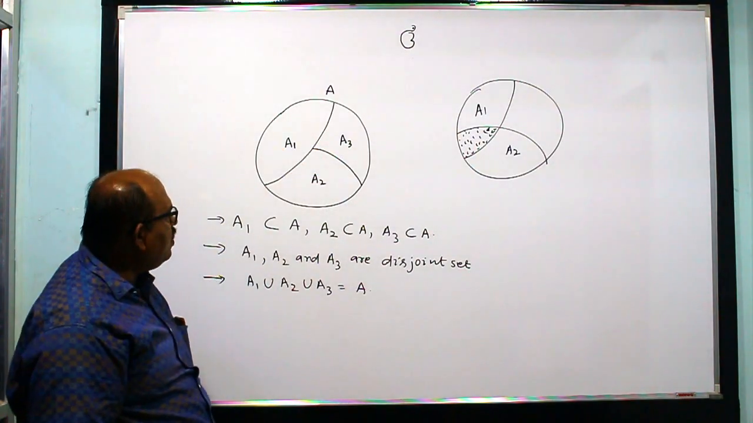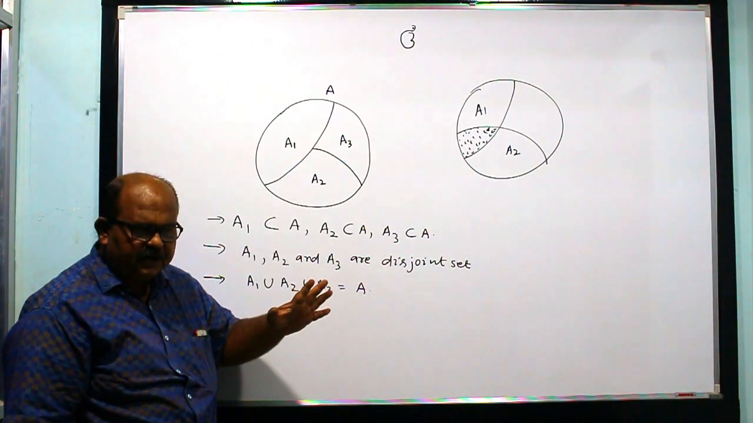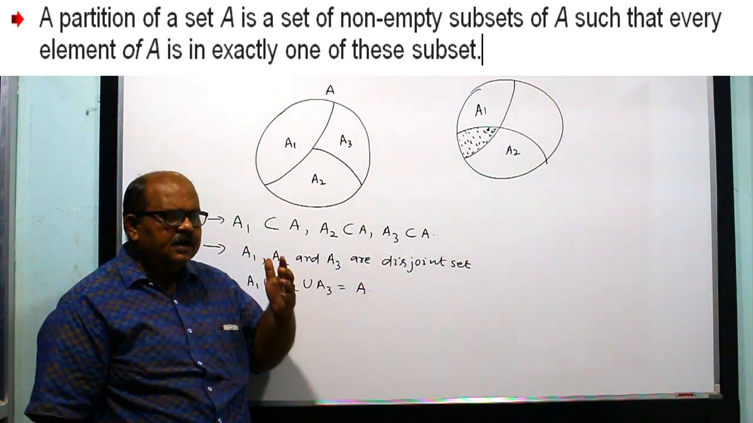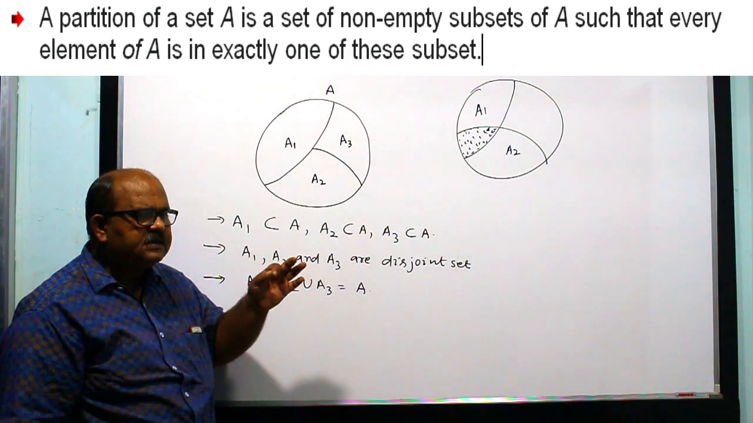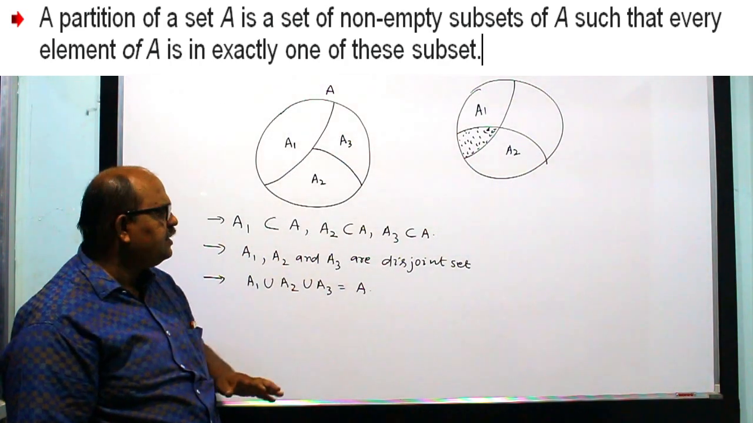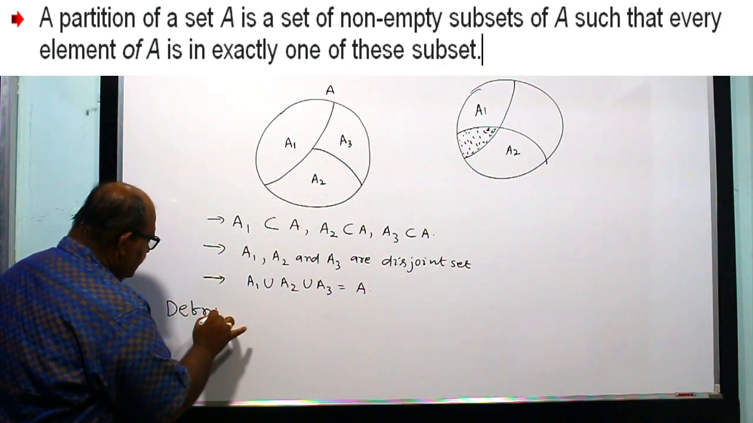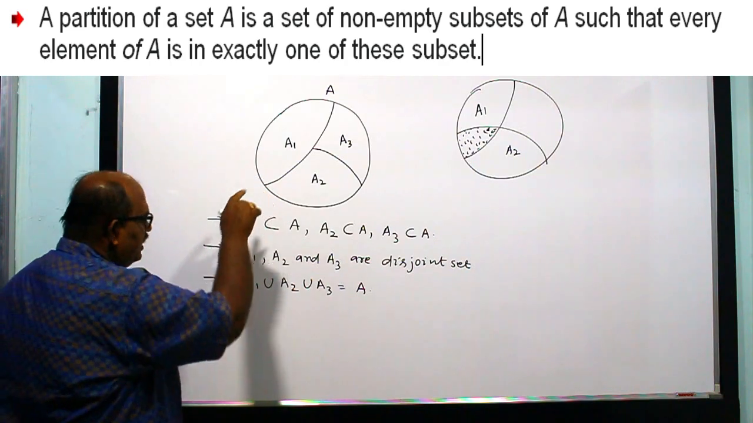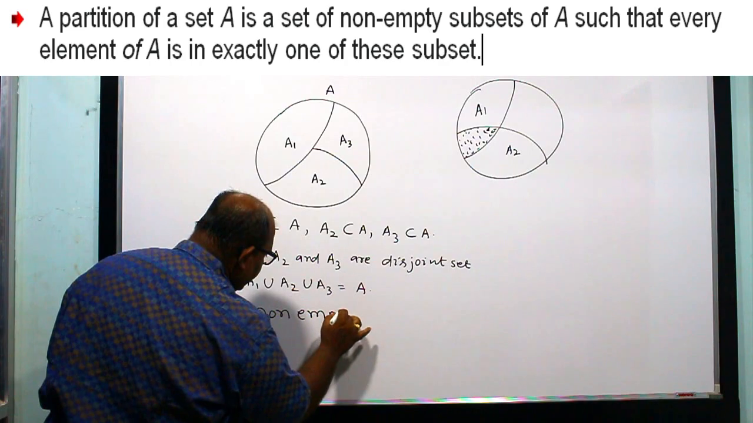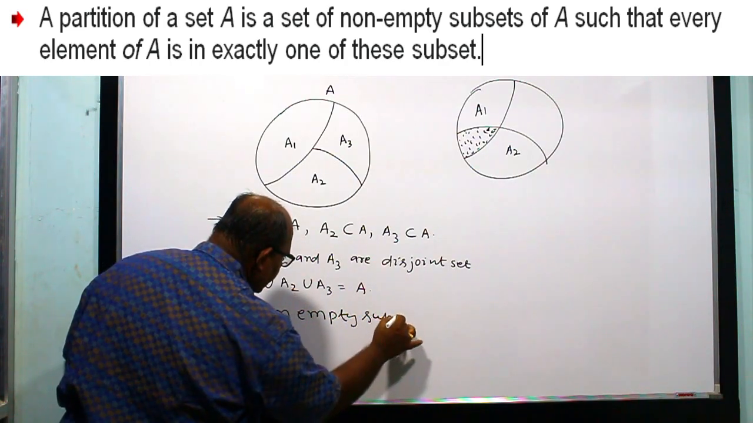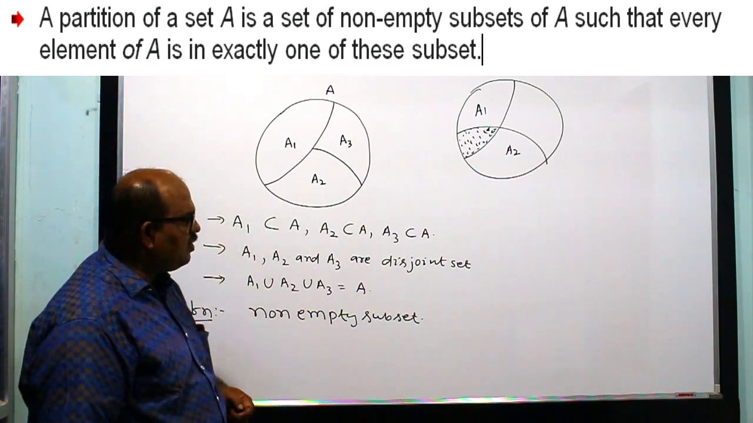Follow me? Now we can frame the definition. Okay, what is the definition? The definition is: a partition of a set A is a set of non-empty subsets of A. Look at the definition. This term is very important. Any non-empty subset of set A can be called a partition.